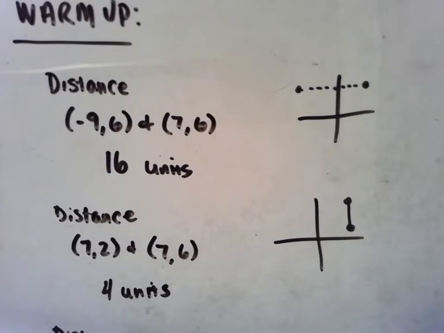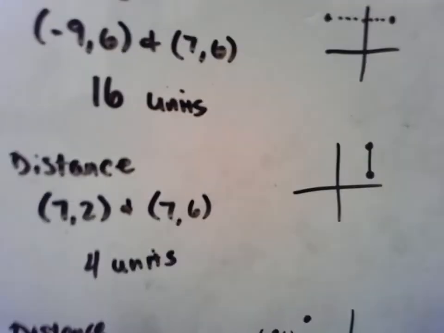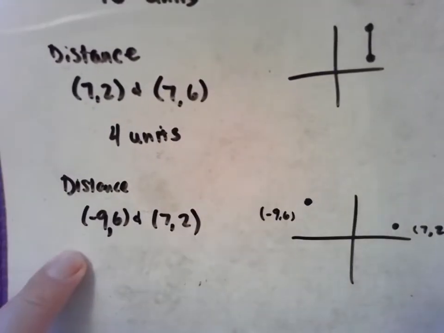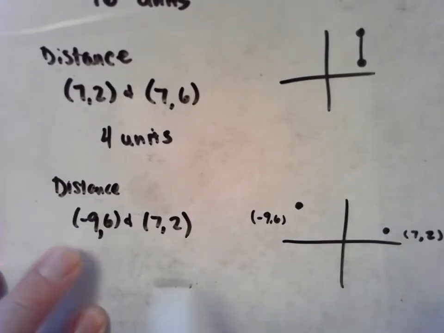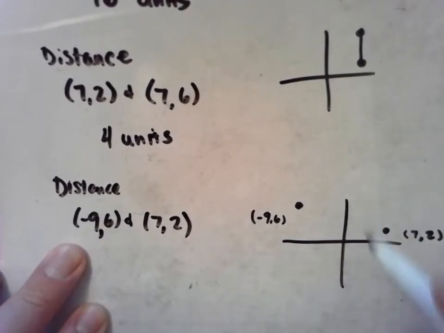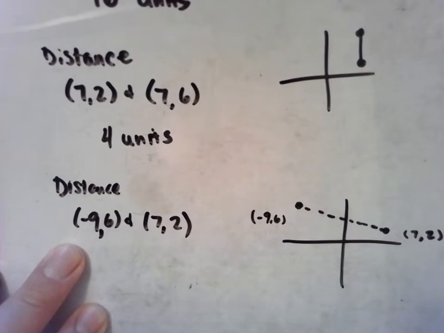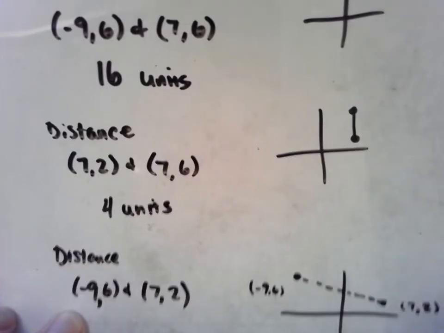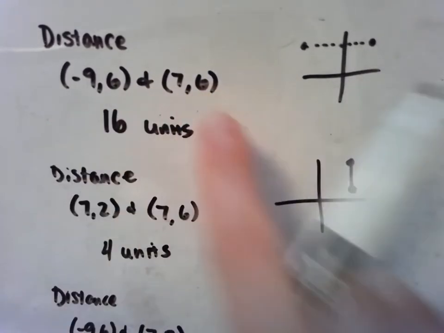All right, now here's the real question. What if I wanted to find the distance between 2 points that are not on the same horizontal or vertical line? Well, if I want to find the distance between negative 9, 6 and 7, 2, what I can do is imagine a line segment connecting them, but then also break it down into what I did in the previous 2 exercises.